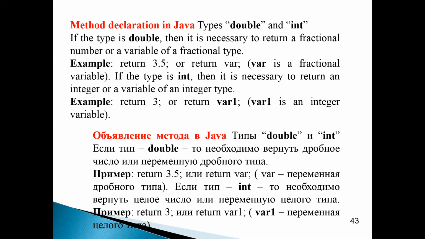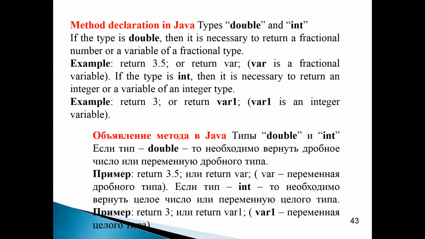Method declaration in Java. Type double and int. If the type is double, then it's necessary to return a fractional number or a variable of a fractional type. Examples of them you can see on this slide. For example, return 3.5 or return bar.